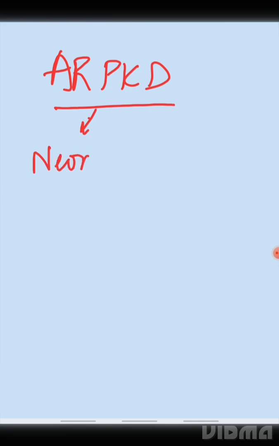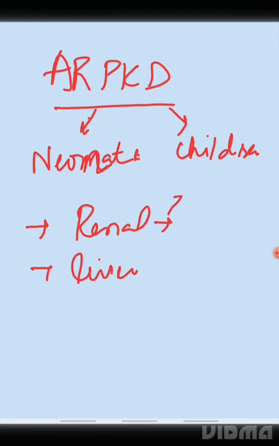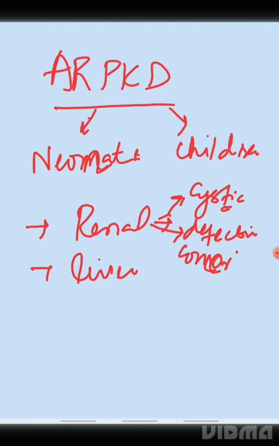And just to summarize what we have discussed so far: autosomal recessive polycystic kidney disease is a disease of neonates or children of older age. What is the presentation? It presents with renal dysfunction and liver dysfunction. Among renal dysfunction, it can be cystic dilatation, cystic kidney, and also it can present with defective concentration of the urine, and sometimes stones.